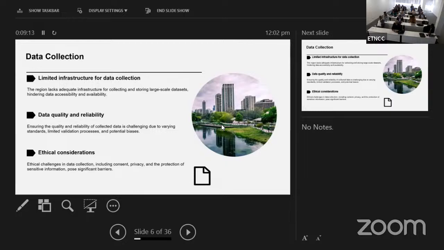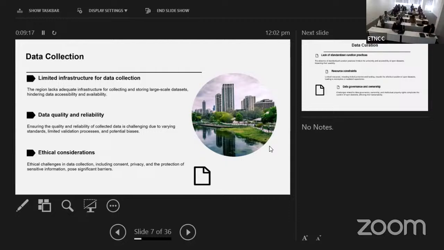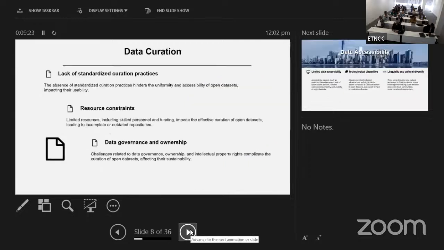Then ethical issues, we hear a lot of ethical issues as we move, because they really come as a challenge. There's what we call data curation, where we are looking at a lack of standardized curation practices. How do I upload the data? We don't even know. We don't have such an environment. Resource constraint talks to the infrastructure, governance, ownership.